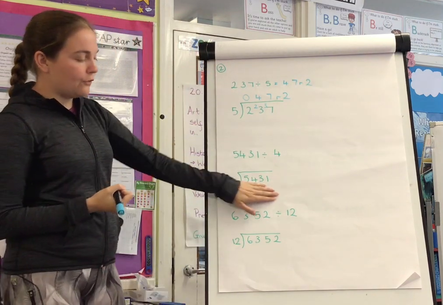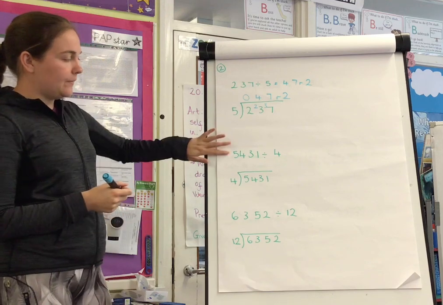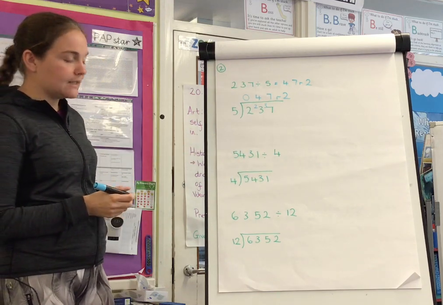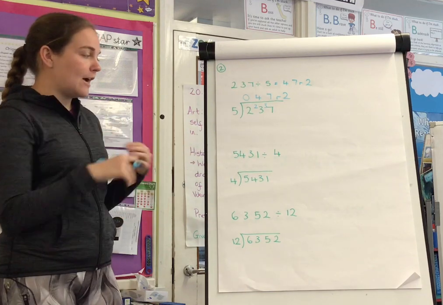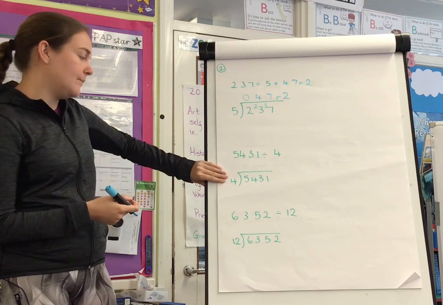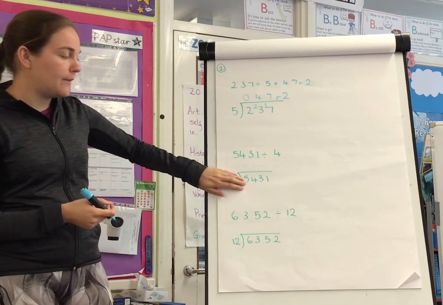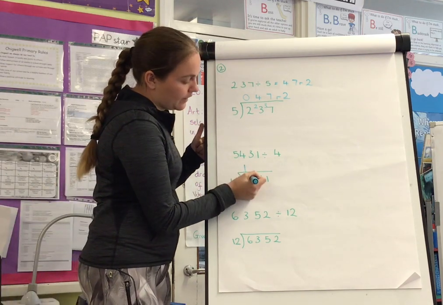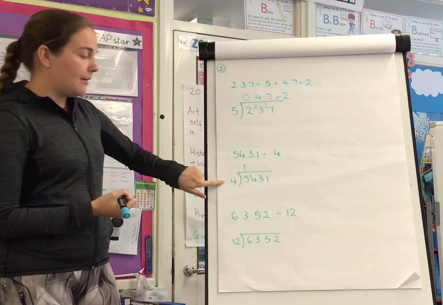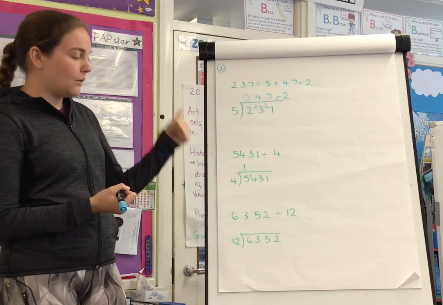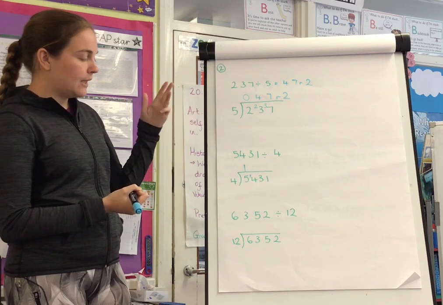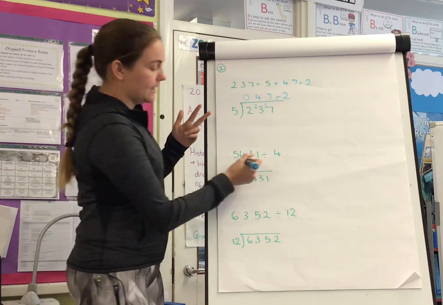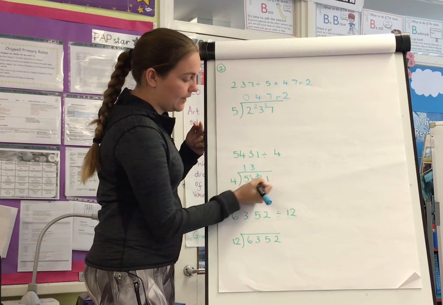My next question, I've got 4 digits, but it's still exactly the same. This time I'm using my 4 times table facts. Remember, if you're not sure on your times table facts, to get on TT Rockstars and keep practicing them. So I'm thinking, how many 4s go into 5? 4, 8 is too many, so it's once with 1 left over. How many 4s go into 14? 4, 8, 12, 16 is too many, so it's 3 with 2 left over.